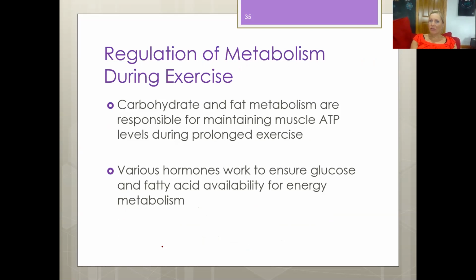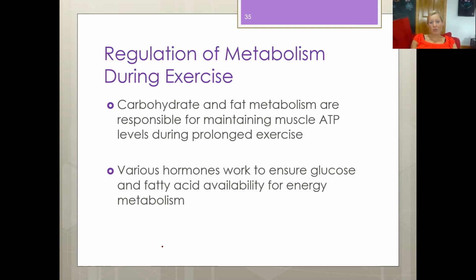So we talked about the possibility of using carbohydrates and using fats for metabolic purposes. But how do we regulate this during exercise? Again, with high intensity exercise, I'm going to rely on carbohydrates. During low intensity exercise and at rest, fats are more important for supplying energy. Both carbs and fats are responsible for maintaining muscle ATP levels during prolonged exercise. So if I'm doing anything greater than, let's say, 60 minutes, I'm using both energy sources for sure.